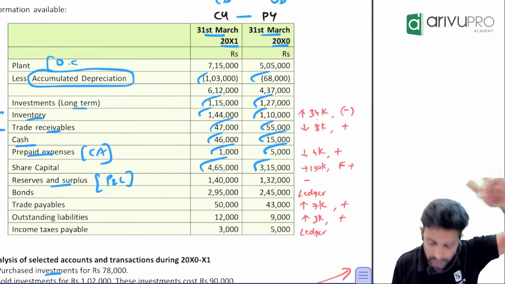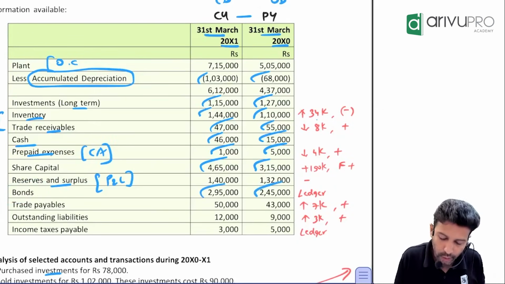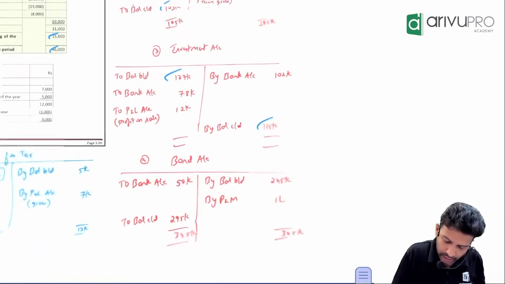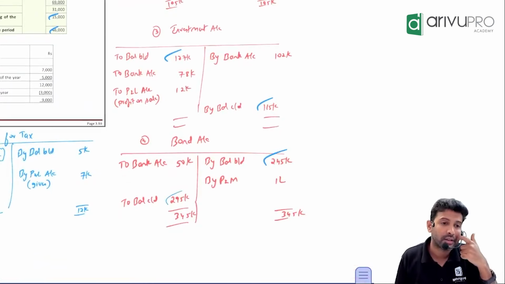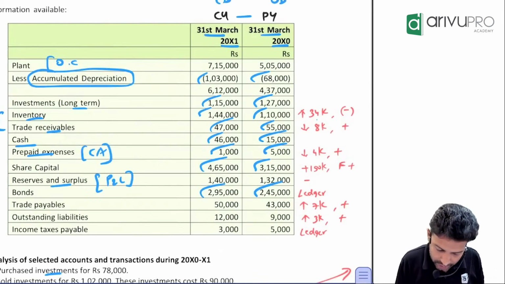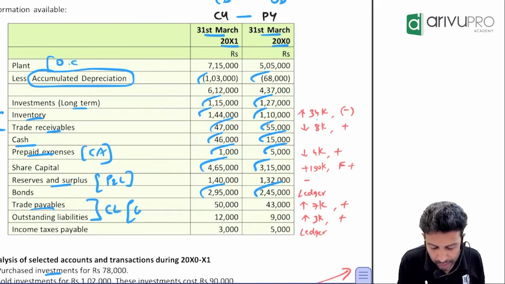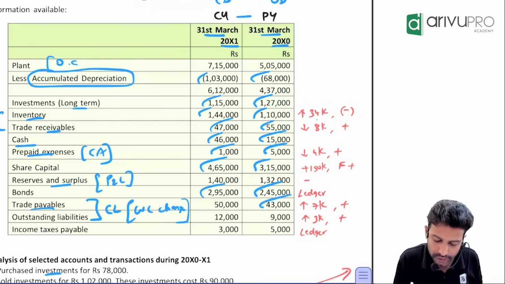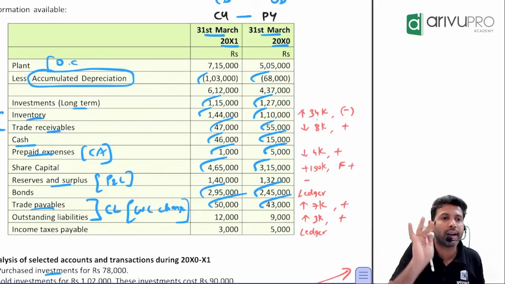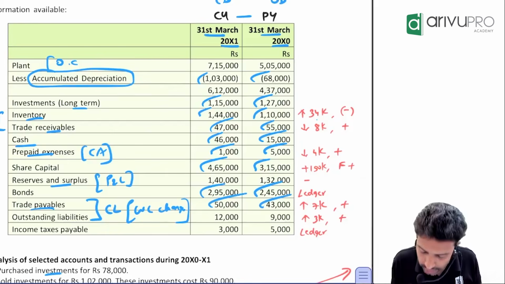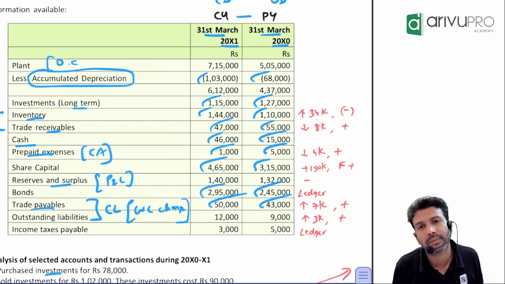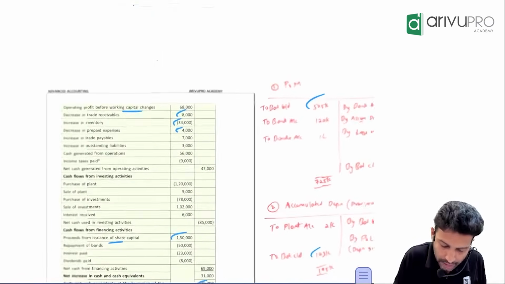So let's prepare the ledger. Opening how much? 245. Closing? Bond is a liability, no? Liability's opening balance, where will it come? Liability's opening balance comes on the credit side, closing balance on the debit side. Captured. Next, trade payable. Trade payable and outstanding liability are both current liabilities, so they come under working capital changes. Opening how much? 43. Closing how much? 50. 43 has become 50, so decrease or increase? How much increase? Increase in current liability means plus. Working capital changes 7,000 plus captured.